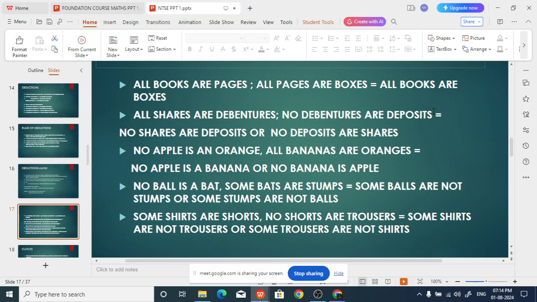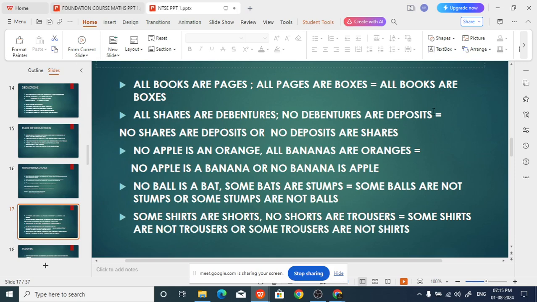Next, can somebody read? No ball is a bat. Some bats are stumps. We will read. No ball is a bat is a negative, universal negative statement. Some bats are stumps is a particular positive statement.